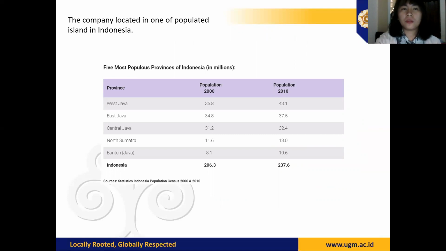So the company itself, Nextdoor Homestay, is located in one of the populated islands in Indonesia, which is Java Island. As we can see here in the data, three of the top ranks are in Java Island. So it's good for the company because they are located in a populated area.